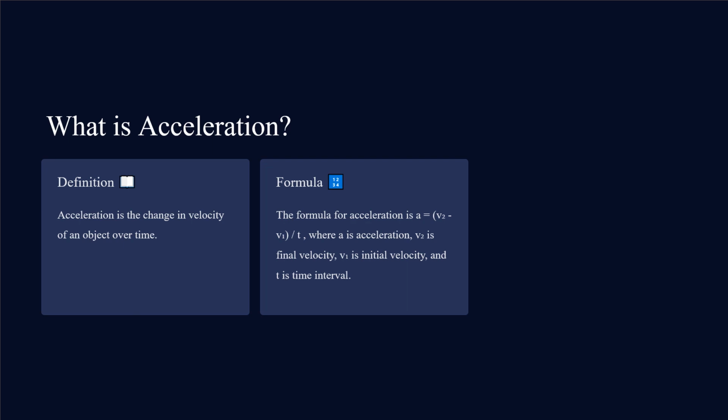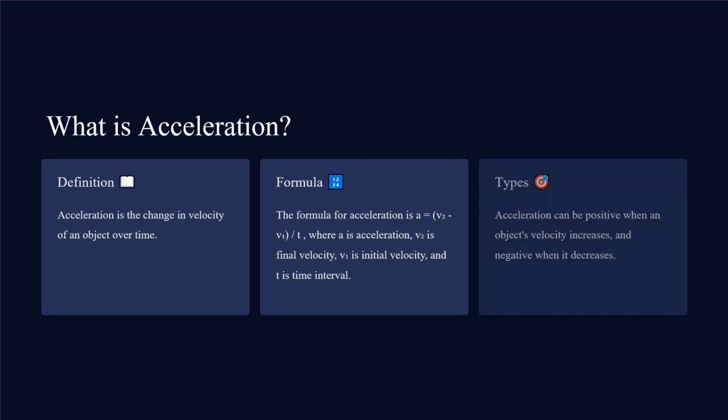The final velocity is the last velocity of an object. v1 is the initial velocity, meaning when the object is at rest, what the velocity is at that time. Then there are two types of acceleration. It can be positive: when the object's velocity increases, the acceleration is positive. When the object's velocity decreases, acceleration is negative.